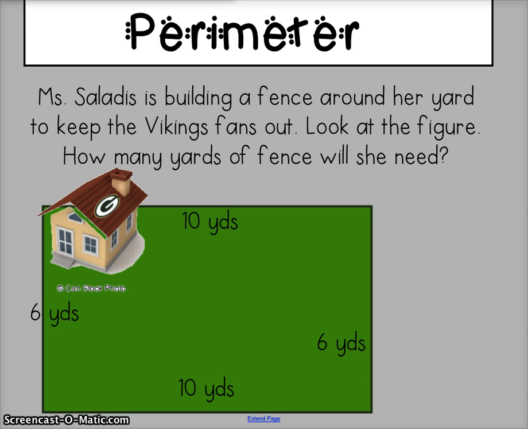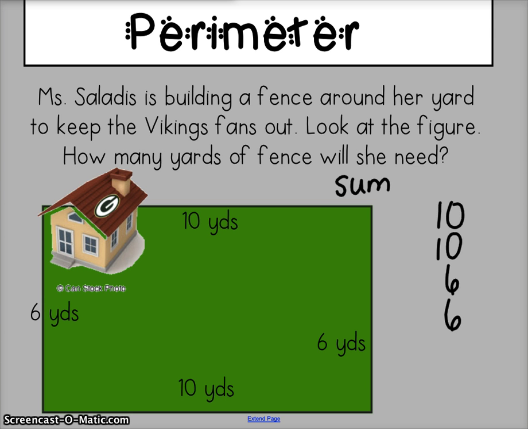So, how many yards of fence? So we know that we have yards. We're given all of the side lengths. So that means that we need to find the sum, because when you add numbers together, you're looking for a sum, in order to calculate the perimeter. So, Mrs. Saladas, before going to Home Depot, would need to add together 10 plus 10 plus 6 plus 6.